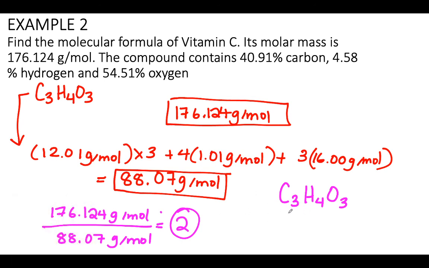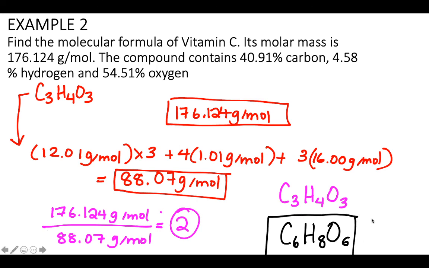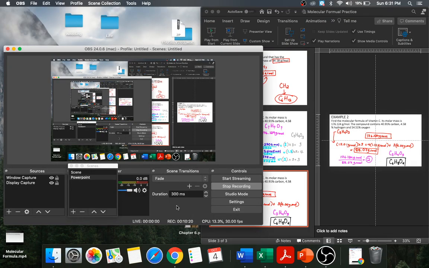So I take the subscript of my empirical formula for the carbon, which is 3, multiplied by 2. So my molecular formula is going to have 6 carbons. It's going to have 8 hydrogens as well as 6 oxygens. So this is my molecular formula. So there you go. That is how you find the molecular formula for those compounds.